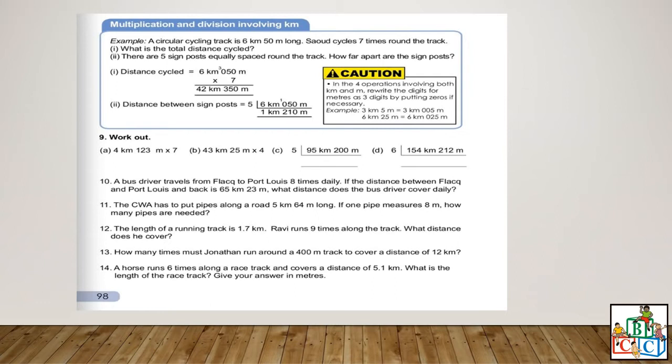So the first one is easy. Take a look. 9b, 43 kilometers 25 meters. So for 25 meters you are going to add a 0 in front. Okay, we are going to take some examples for these types of numbers. Take a look and then we will get back to page 98.